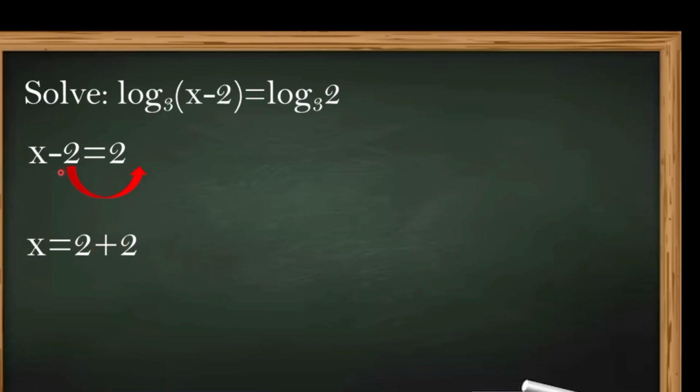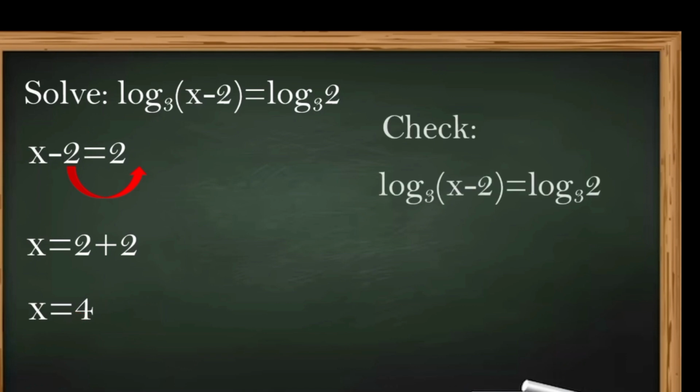x is equal to 2 plus 2, because negative 2, if we transpose it, becomes positive 2. So 2 plus 2 is equal to 4. So x is equal to 4. But this is not the final answer, because we are going to check if our solution is correct or wrong.